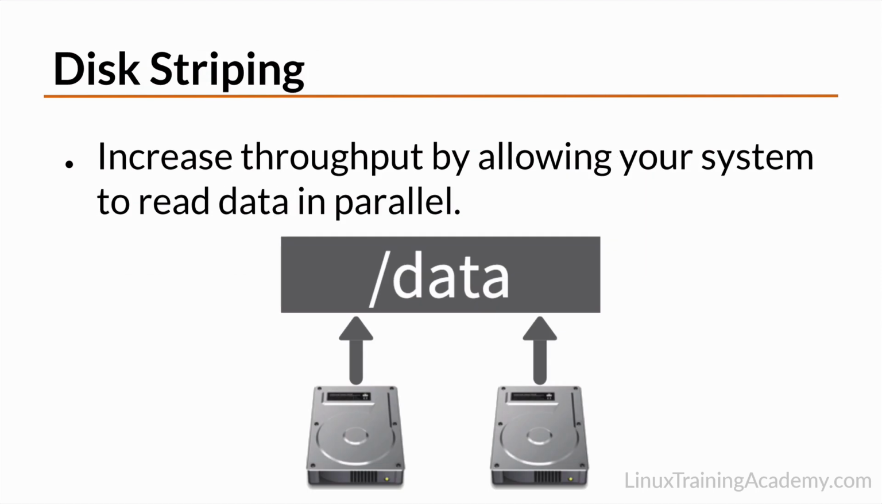With LVM, you can stripe data across 2 or more disks. This can dramatically increase throughput by allowing your system to read data in parallel.